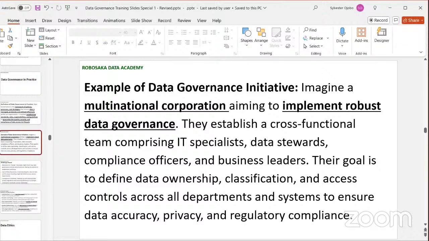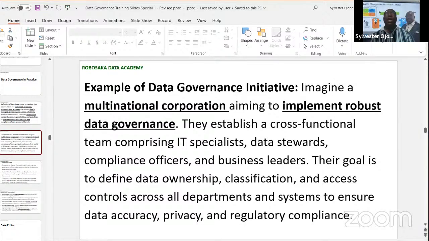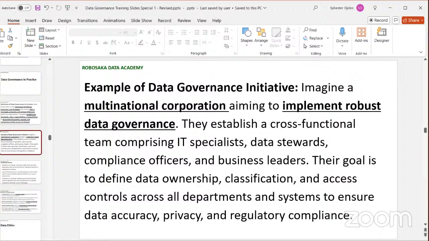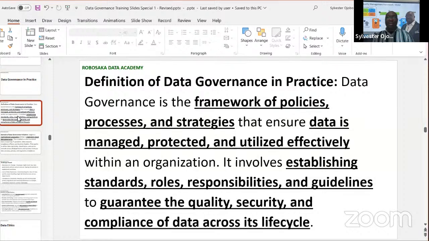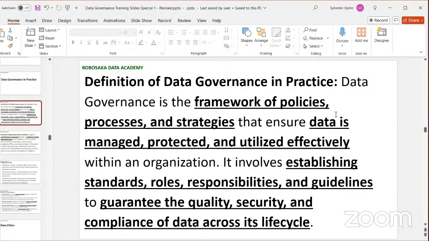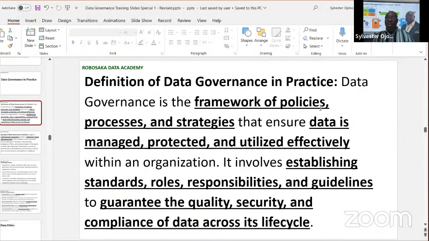So the aim is like you go into your room upstairs, but how you get to your room upstairs becomes the objective. The staircase becomes the objective to reach it. So if the aim is to implement robust data governance, how do you reach it? You have to prepare a framework of policies, processes, and strategies.